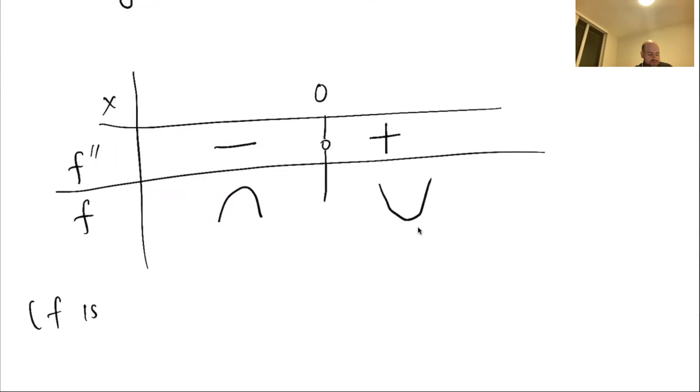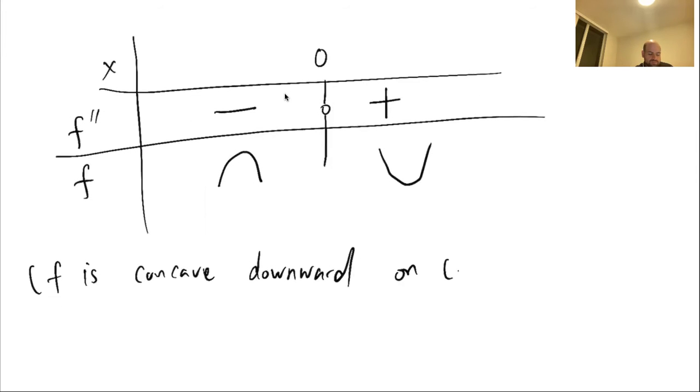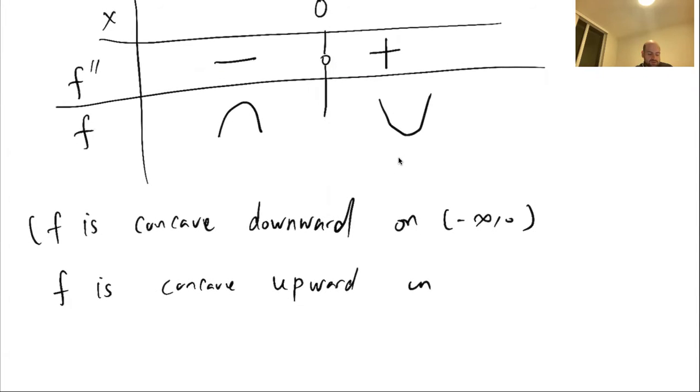So f is concave downward on which interval? Before 0, right? So minus infinity to 0. And f is concave upward after 0. After 0, f double prime is positive, f is concave upward. So on 0 to infinity.